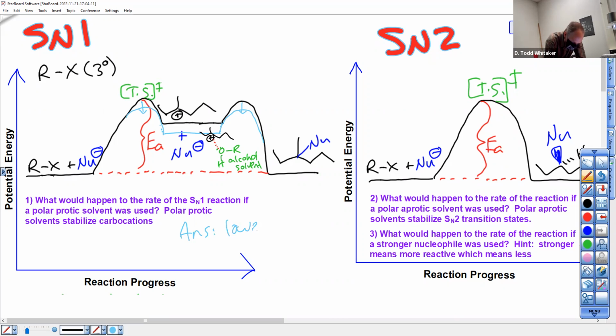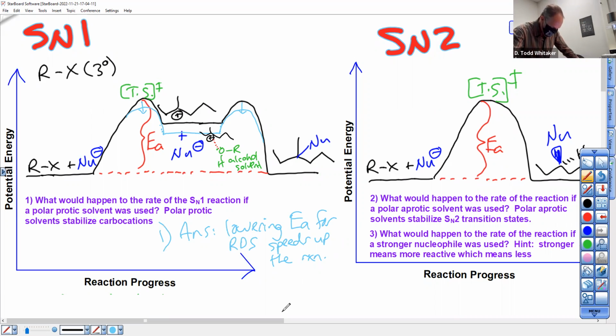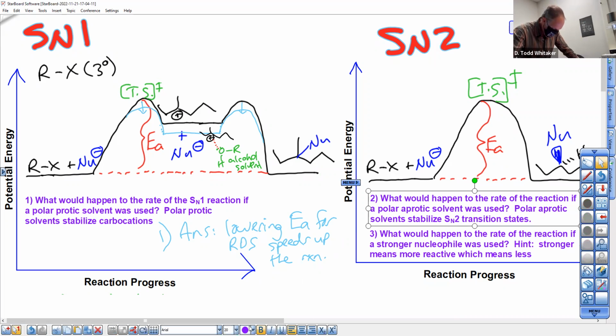Answer: lowering EA for the RDS speeds up the reaction. There's your answer. Scribble that somewhere on your old activity. That's number 1. And we'll use color coding for 2 and 3. We'll change that to green.